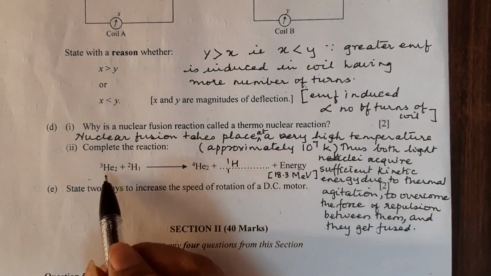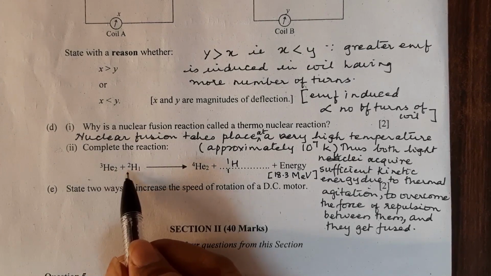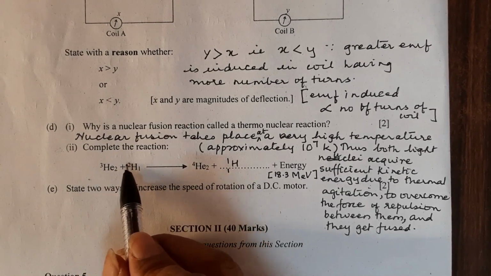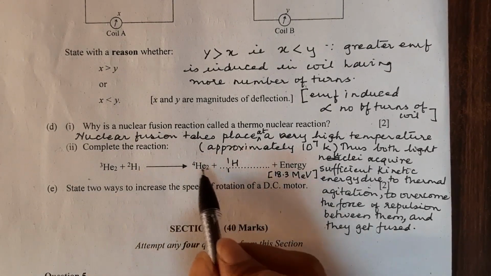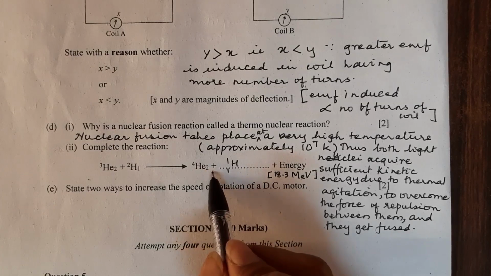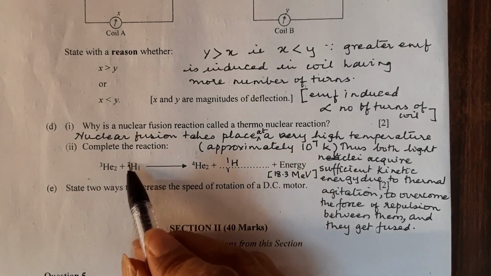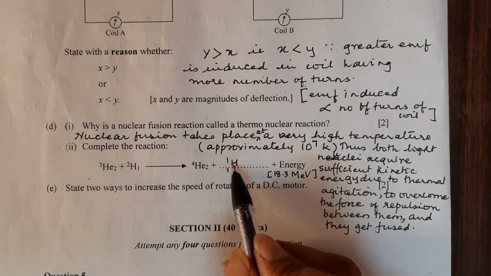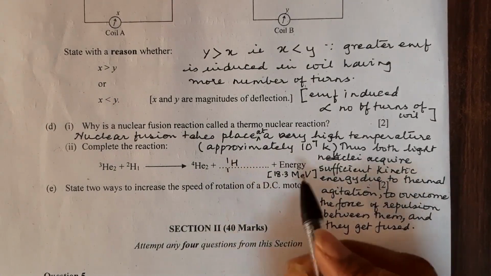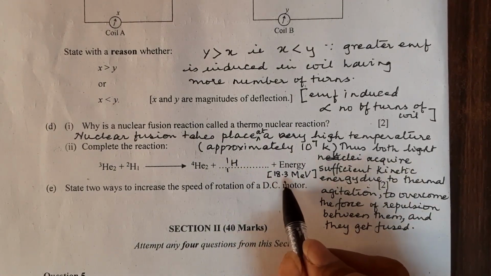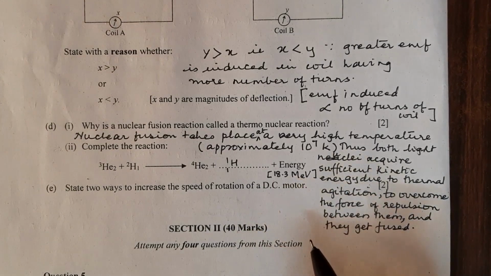Complete the reaction. Helium 3,2 plus hydrogen 2,1 will become helium 4,2, and one particle will remain here, so that becomes hydrogen 1,1 plus energy, and that is 18.3 MeV.